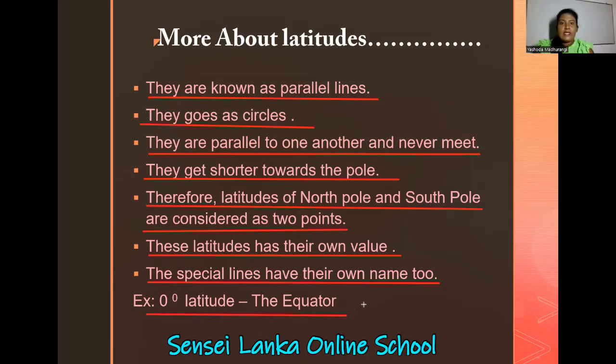In Sinhala we say samakaya. The latitude of zero degrees, its value is zero degrees, and it has a name, samakaya. So all these latitudes have a value, but some of the major ones have a special name.